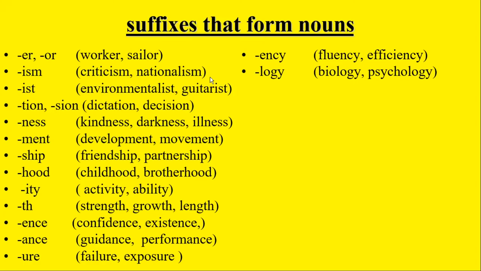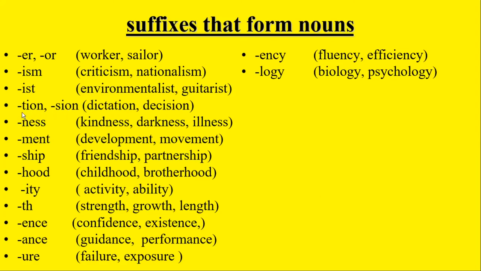National, nationalism. Nation, national, nationalism. Nation is the root word. AL is a suffix, and with it we form adjectives. When we add ISM, we form a noun. To the adjective national we can add ISM and form a noun: nationalism. IST: environmentalist, guitarist. Environment is the root word. It is modified into environmental. Then once again it is modified with IST: environmentalist, the noun.